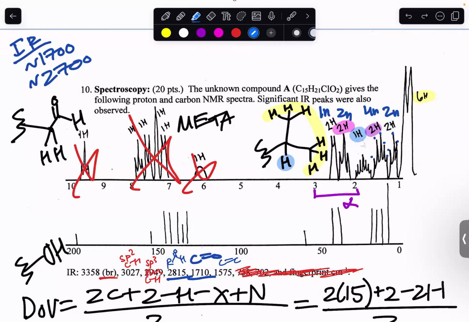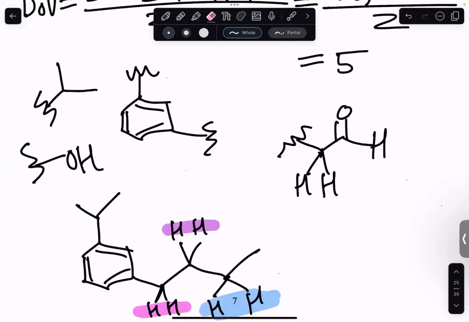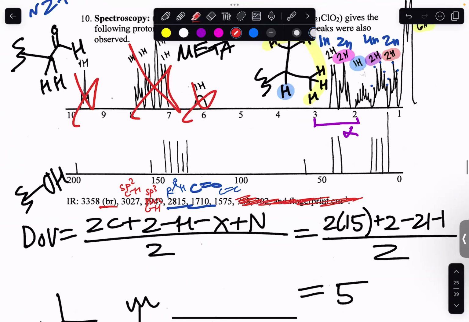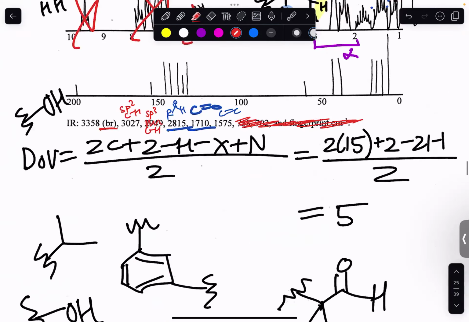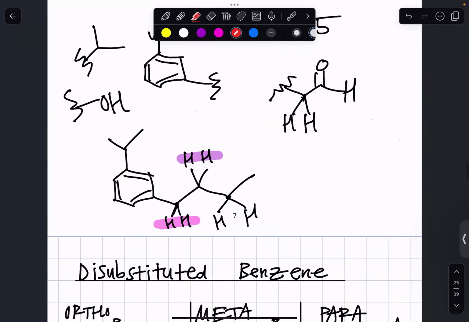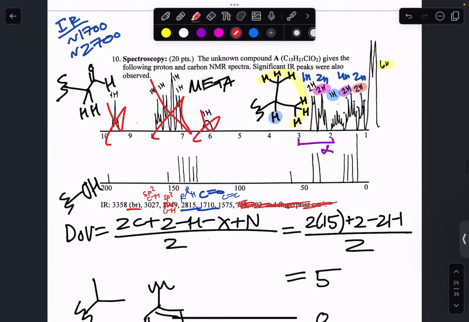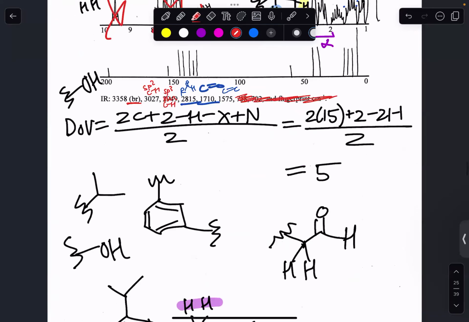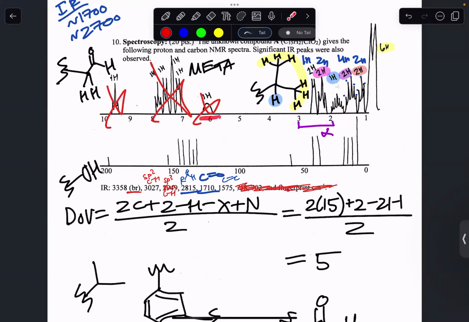How do you use blue? Let's use red. Wait. Something's not adding up here. Alcohol. Okay, the alcohol is very deshielded. Like it's very high up here for some reason.